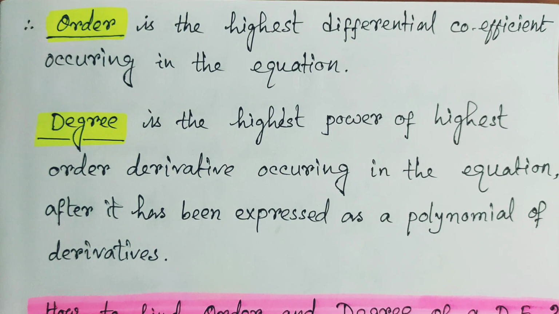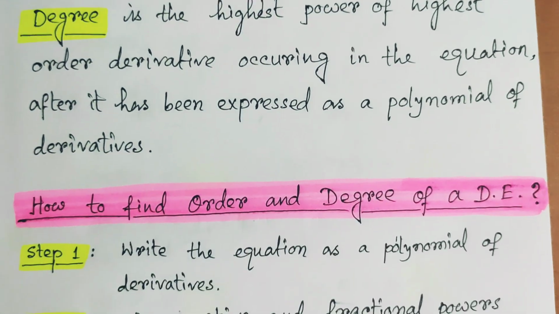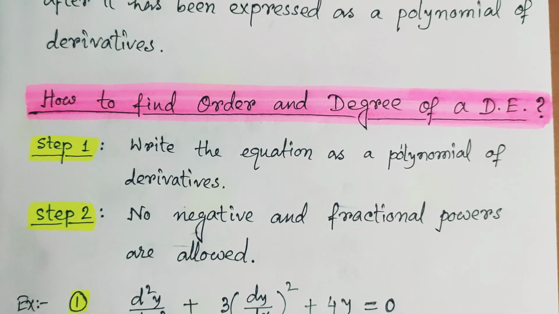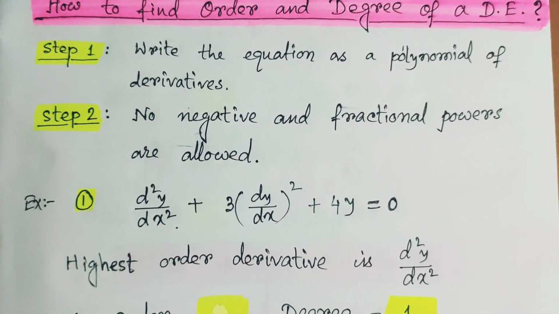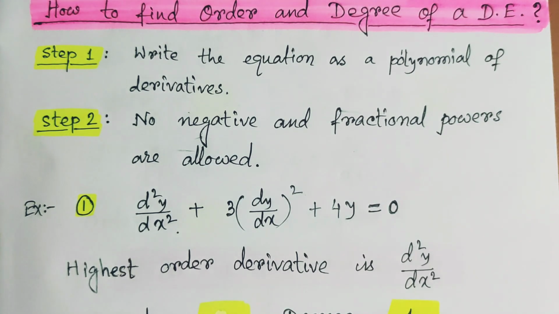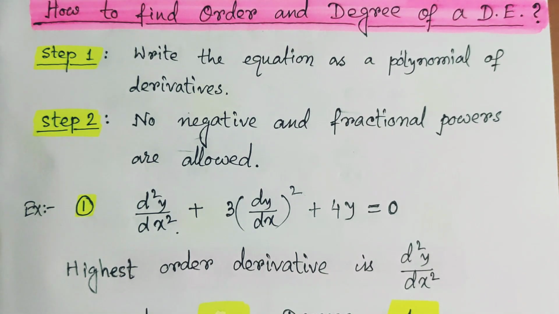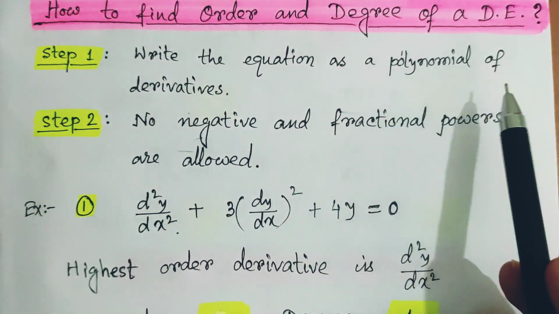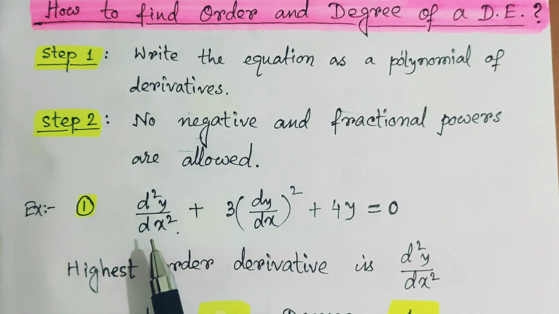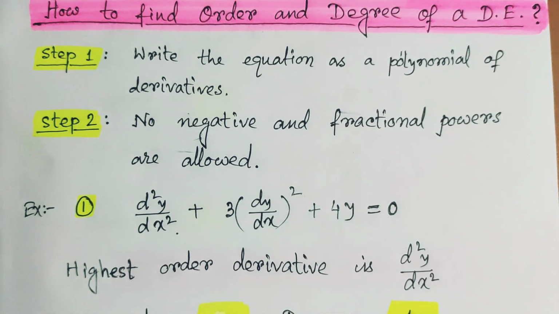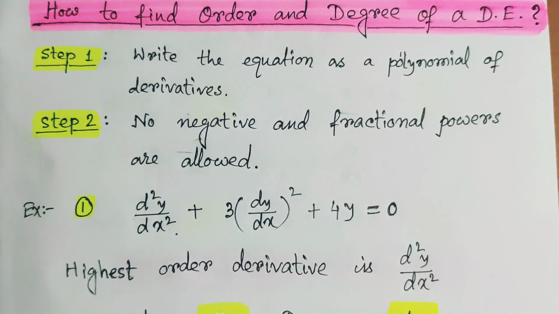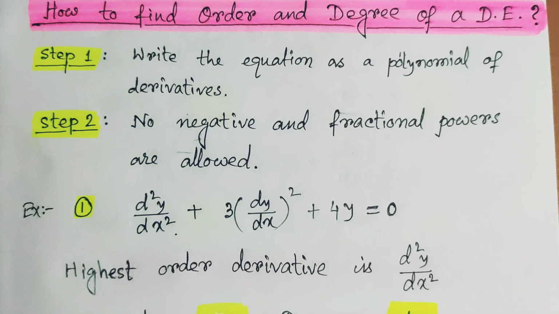So to understand the definition properly, we should come to know how to find the order and the degree of a differential equation. For that we should follow only two steps. First, write the equation as a polynomial of derivatives. Then no negative and fractional powers are allowed, so we should reduce the equation in such a manner so that any power of derivative should not be in the negative or in the fractional power.